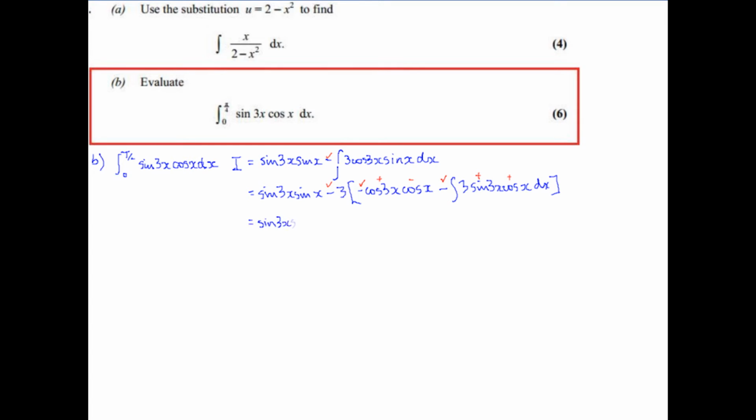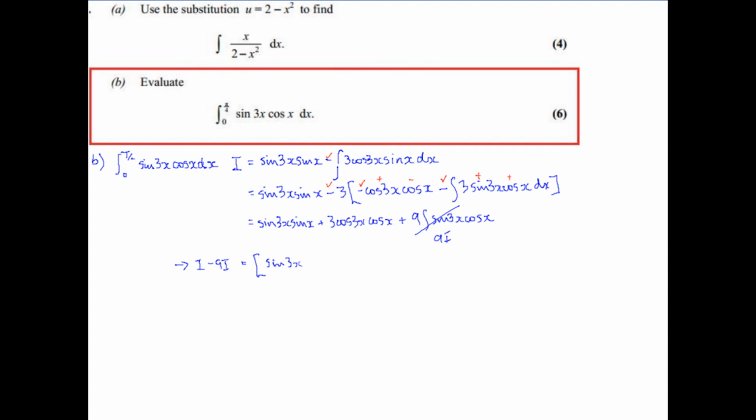I've got sin 3x sin x plus 3 lots of cos 3x cos x, and then minus 3 times this 3 becomes minus 9 lots of those, so plus 9 lots of those, which is the integral of sin 3x cos x. And there's my original integral, sin 3x cos x, and I've got 9 of them. So if you predicted that that number was going to be 9, well done. So we take away the 9I on the left hand side. We started with an I, we've now got plus 9I over here, so we take it over there, so it becomes minus.